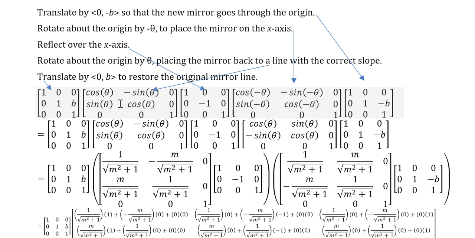The next one, remember, notice we're reading right to left. The next one is rotating back by theta. So after we've reflected it, rotate it back by theta, and then move it back up or down by b so that we're back at the point we started. And this will work out so that you get the reflection that you want. Okay, and then it's just a matter of multiplying all of this stuff out.